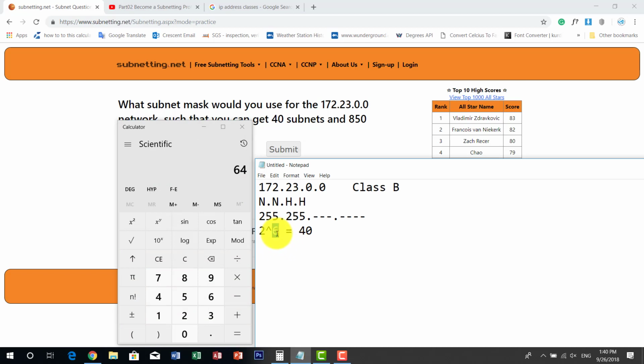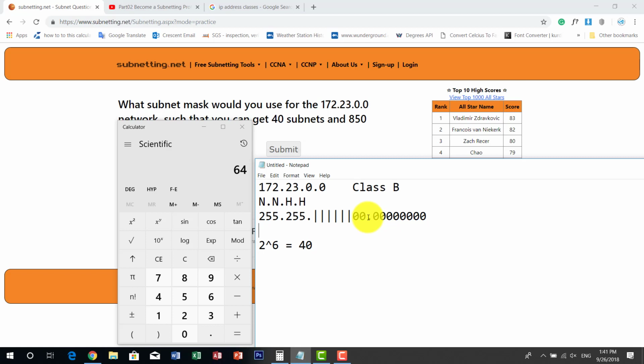So 2 power 6 equals 64, which we said is never exactly the given number, so you have to get a number bigger than what is given. So let me convert it to binary. We have 6 bits on and 2 off, and the rest will be off, 0.